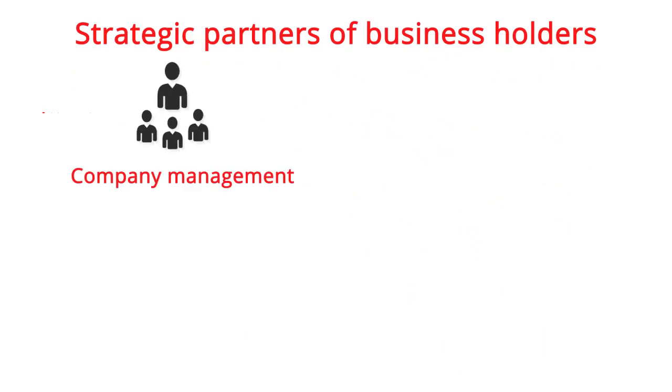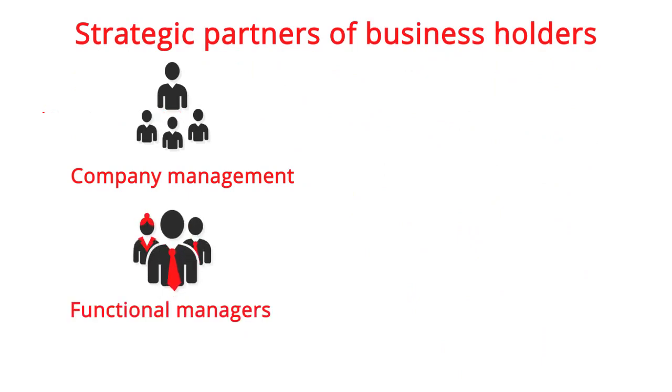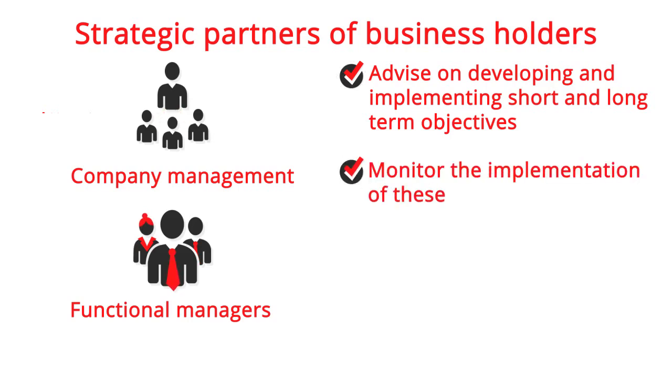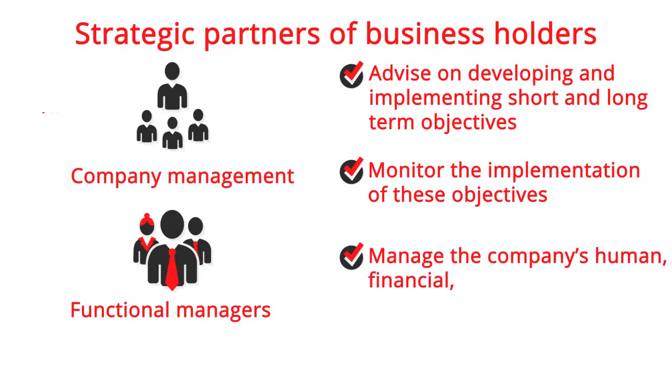Who are they? On this slide, you can see that we refer to those who occupy the management position and functional managers. As an SME, you may not have, maybe, a director of finance or sales director. You may not give them those titles. However, you're most likely to have a sales manager, an accounts officer. They are your key staff. And what are their roles? They're going to advise on developing and implementing short and long-term objectives, because as your strategic partner, you as the company owner would have shared with them what your objectives are. They will also monitor the implementation of these objectives, and they are the ones responsible for managing the company's human, financial, and physical resources. Let's look at your perspective when it comes to recruiting.